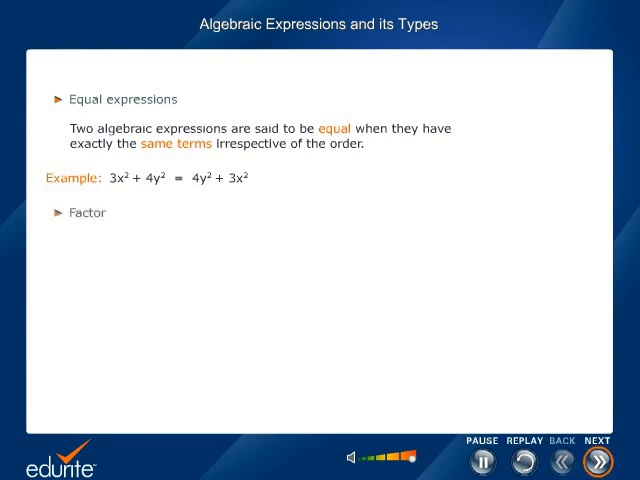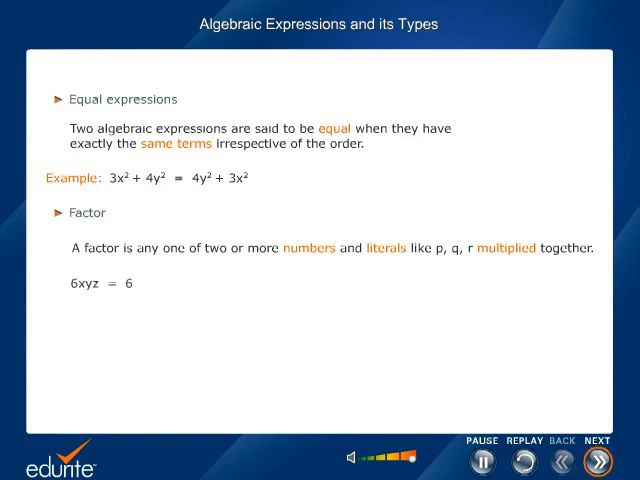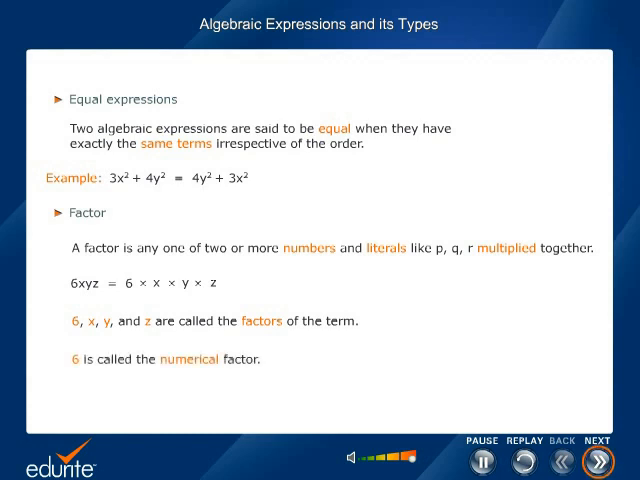Factor. A factor is any one of two or more numbers and literals like p, q, r multiplied together. Consider a term of an expression, 6xyz, which can be written as 6 into x into y into z. 6, x, y, and z are called the factors of the term. 6 is called the numerical factor. x, y, and z are called the literal factors.